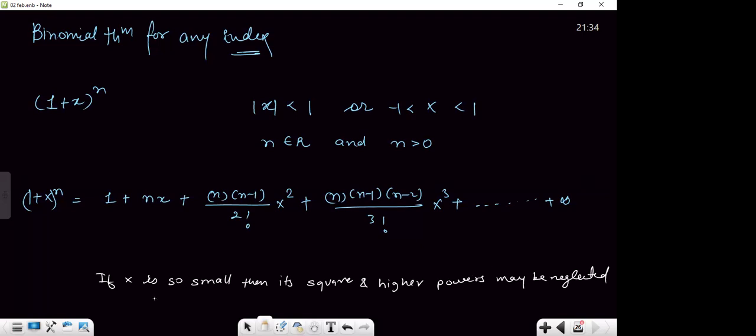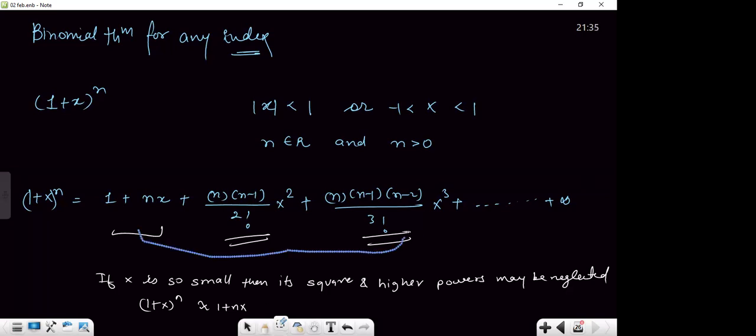Then the approximate value of (1 + x)^n is 1 + nx, because the other terms are ignored, since x square and the higher powers are neglected. So we will consider this 1 + nx only. This is how the binomial theorem that we talk about in class 11 physics comes out. This is the concept behind it.